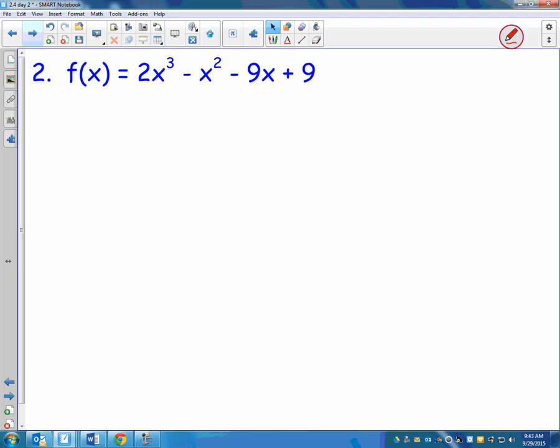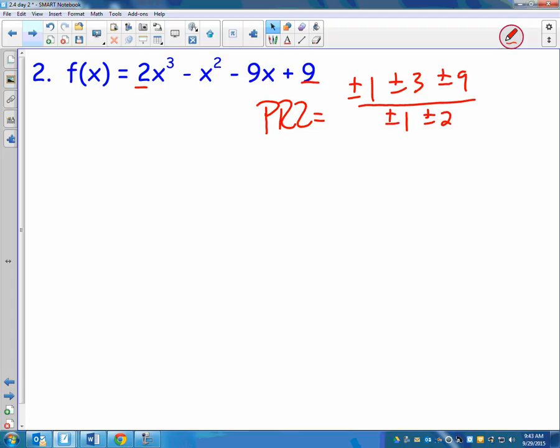Step 1, find your PRZs. Factors of the constant. Factors of the leading coefficient. On a test, this would be like something I would give you. On the homework, there may be one that has a lot of PRZs. It also may be odd, which means, you know, you get a little help picking that first one.